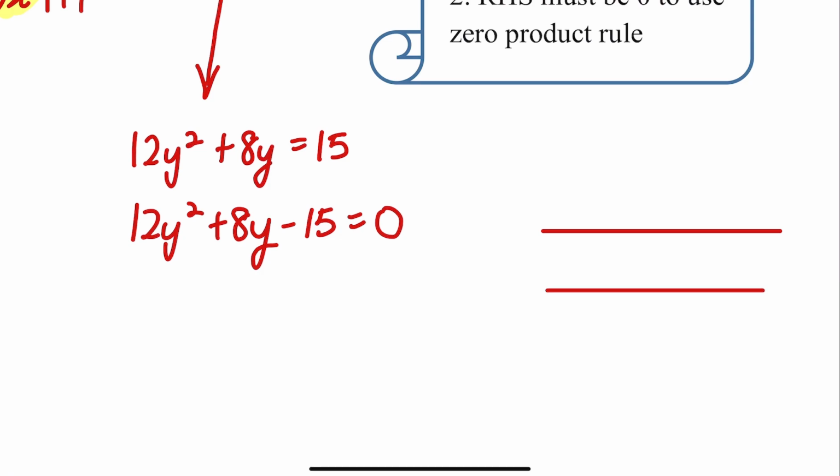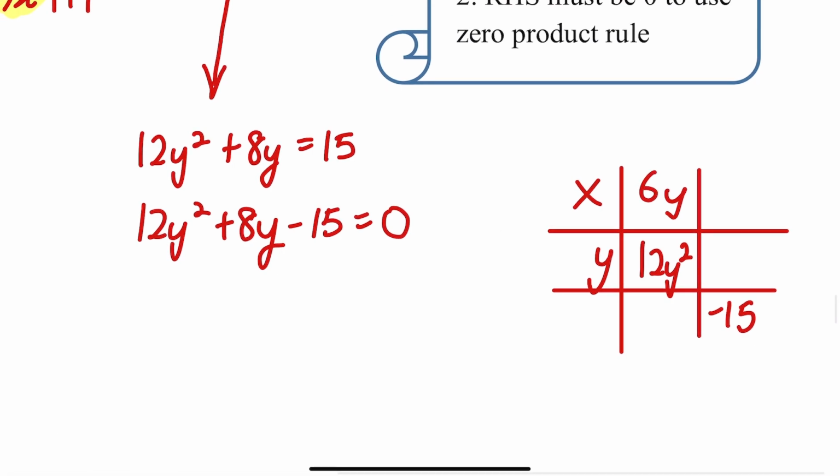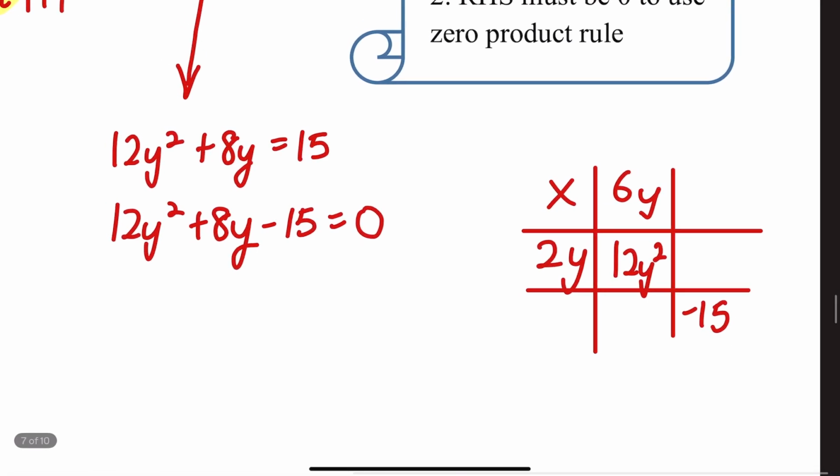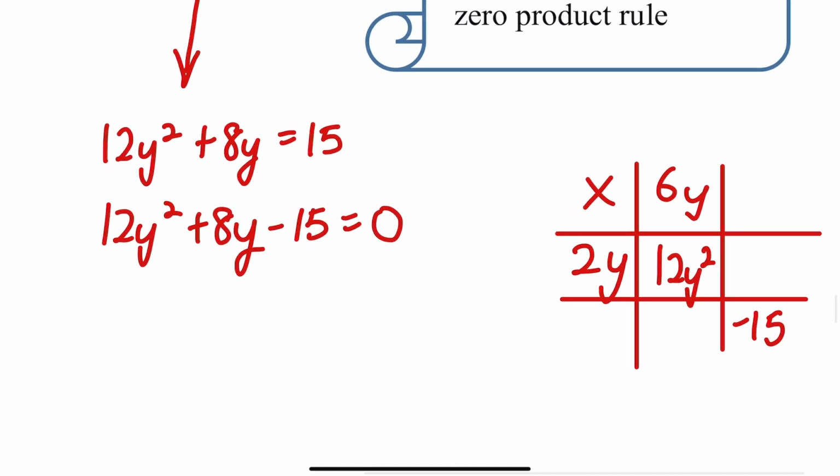Over time, the more factorization you do, you should slowly start to see how to factorize this faster. I have 12y squared times negative 15. Maybe I can use 6 times 2, then for 15, I have 3 times 5, and I want to get 8y. So maybe I'll put 5 here and a 3, then I check.